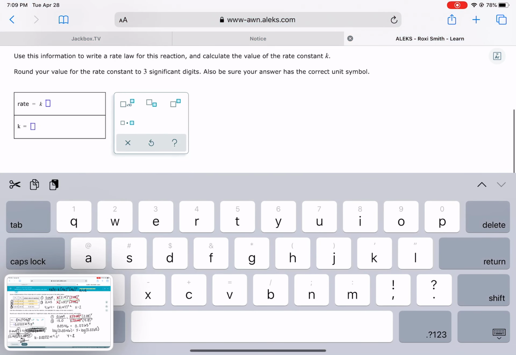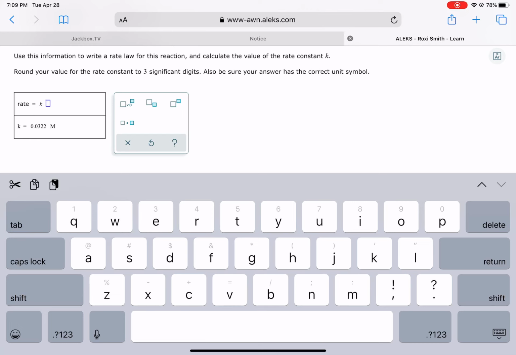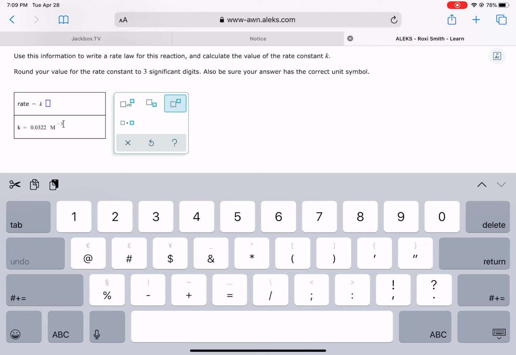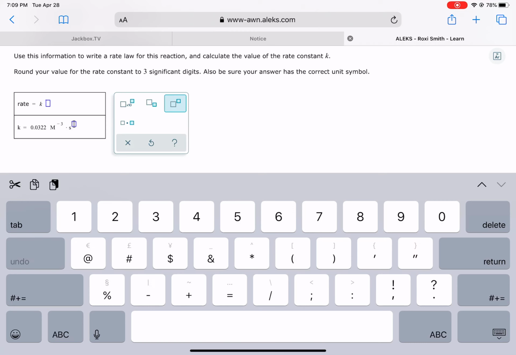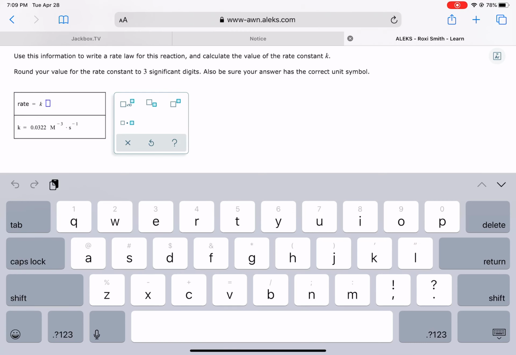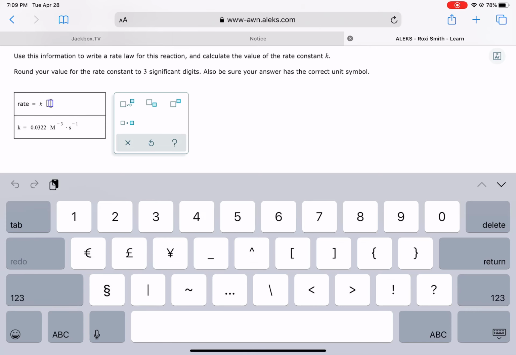I'm going to do this part first. 0.0322 molarity to the negative 3, and then you've got to use this little dot guy, second to the negative 1. And our rate was, I'm just going off of memory here. I hope I'm not going to screw this up.